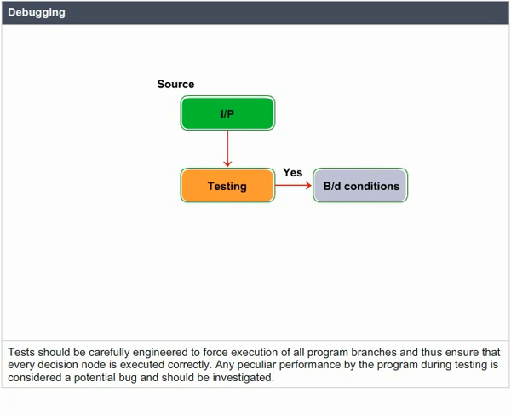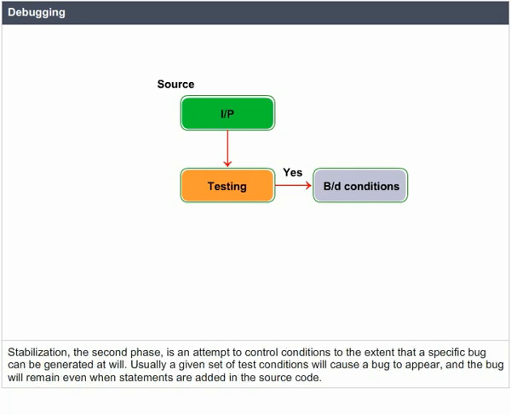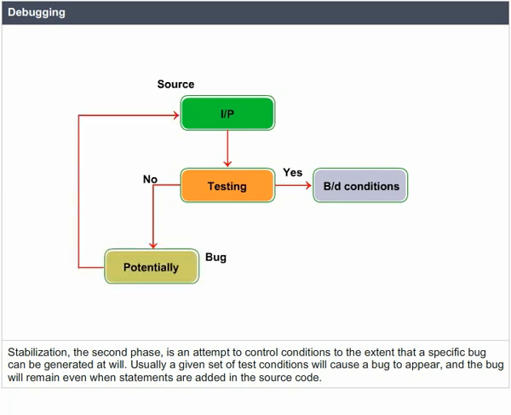Any peculiar performance by the program during testing is considered a potential bug and should be investigated. Stabilization, the second phase, is an attempt to control conditions to the extent that a specific bug can be generated at will. Usually, a given set of test conditions will cause a bug to appear, and the bug will remain even when statements are added in the source code.